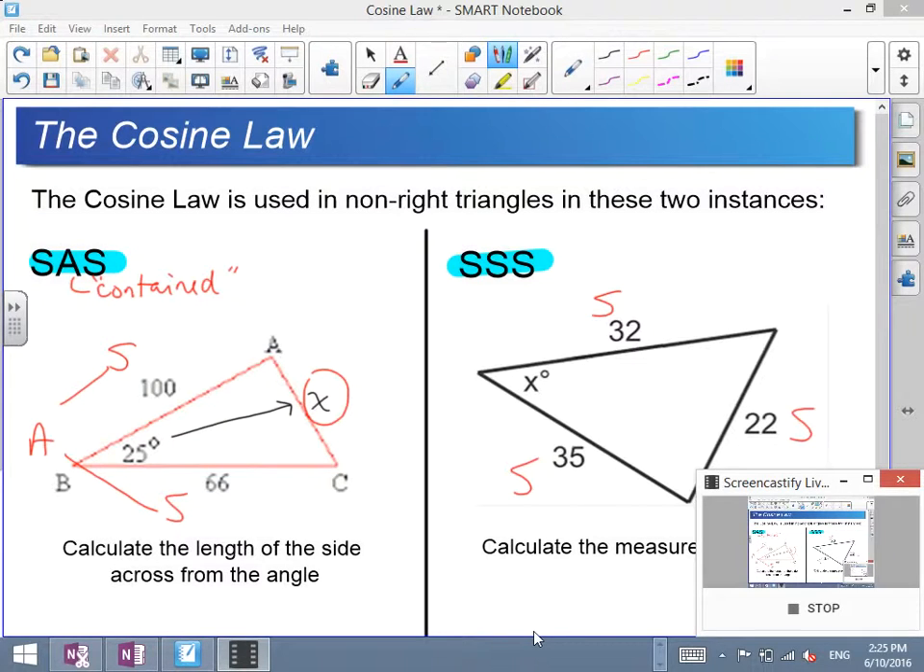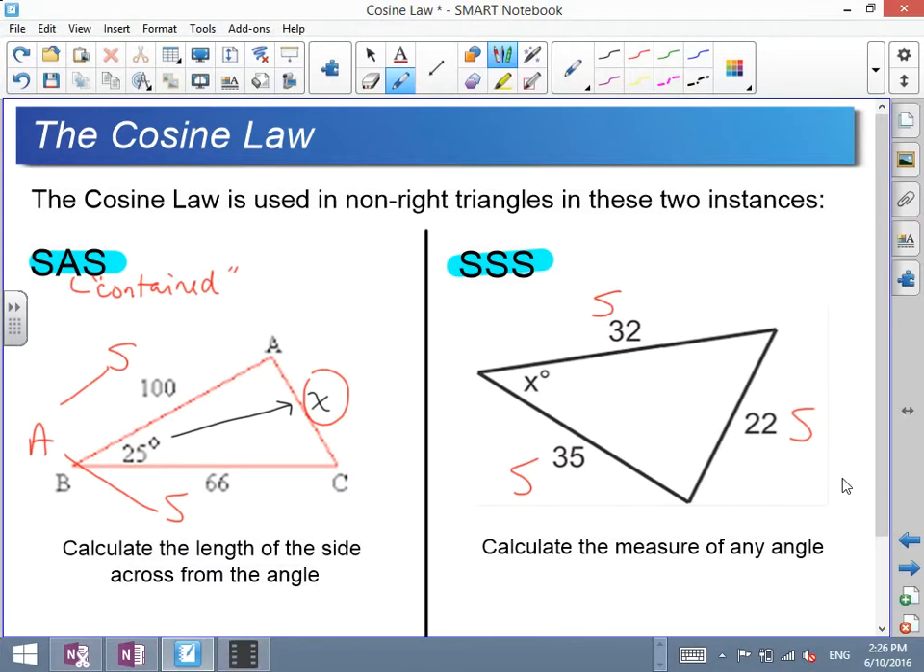Hey everybody, and welcome to this screencast that is part 2 of the cosine law. So in class today we looked at developing two situations where the cosine law could be used. The one you see on the left is called SAS, so that means side, angle, side.